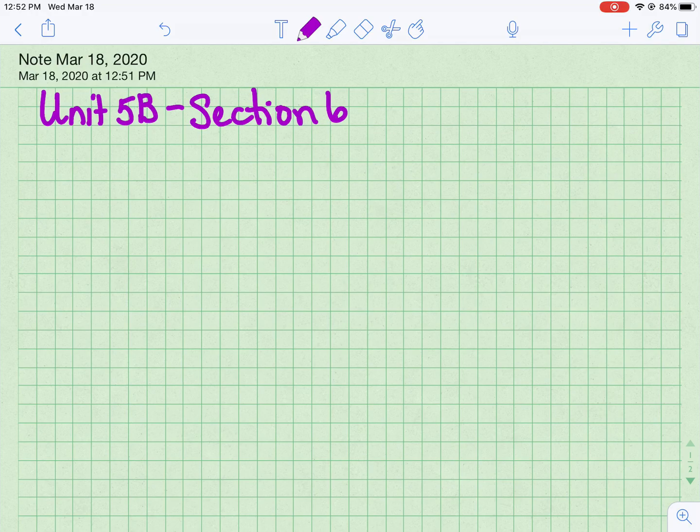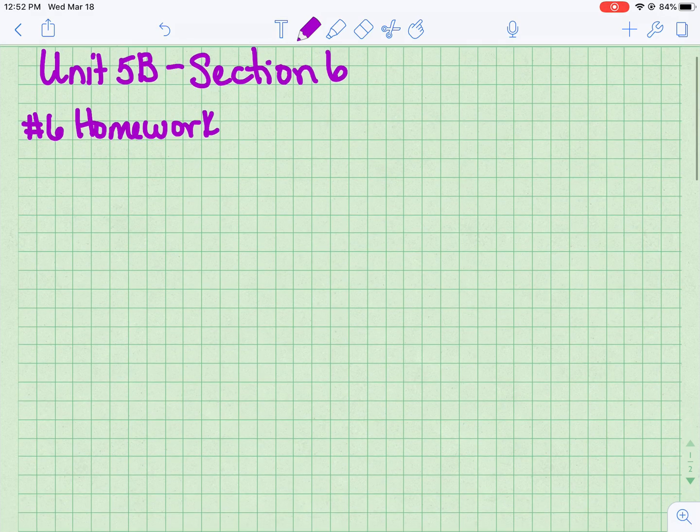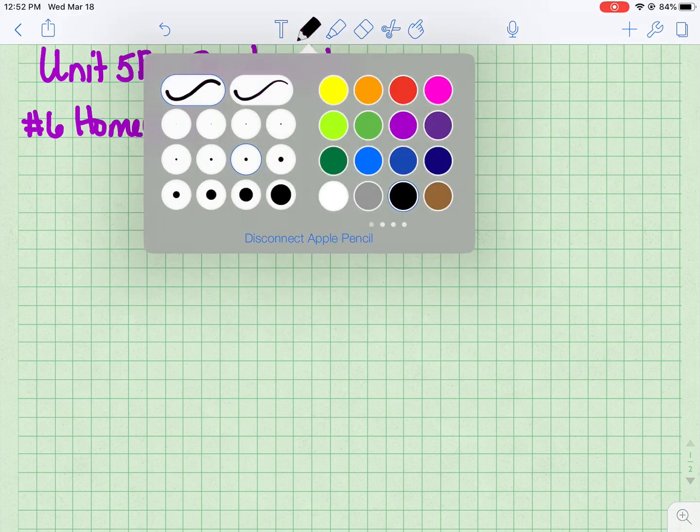But there's other pages, 6, 7, 8, 9. So I'm going to do number 6. So you might have to print that out. So we're going to do number 6 from the homework. But before we do that, let's review what we talked about when it comes to word problems.